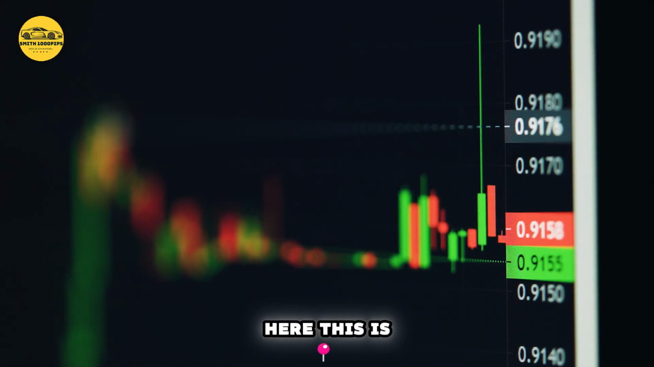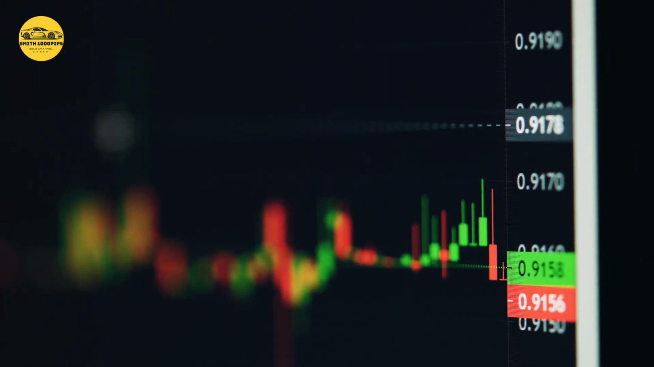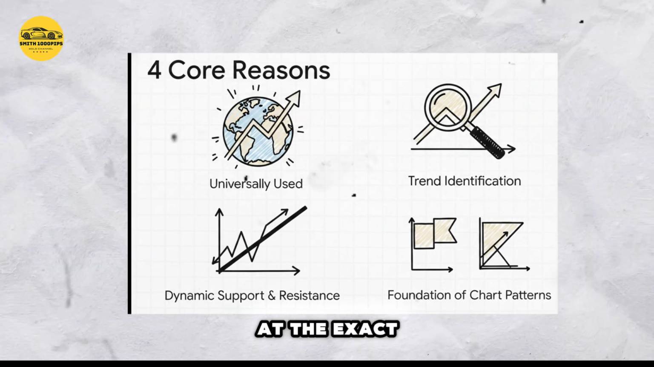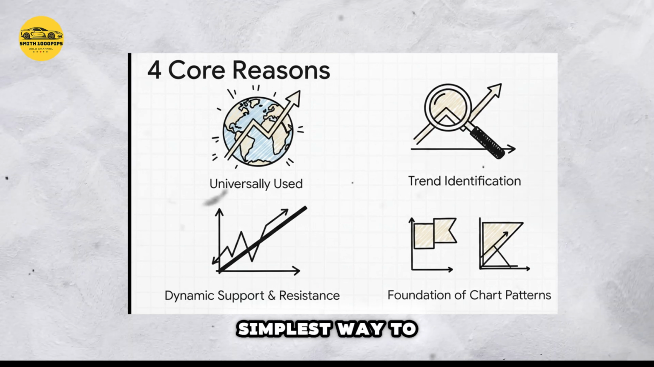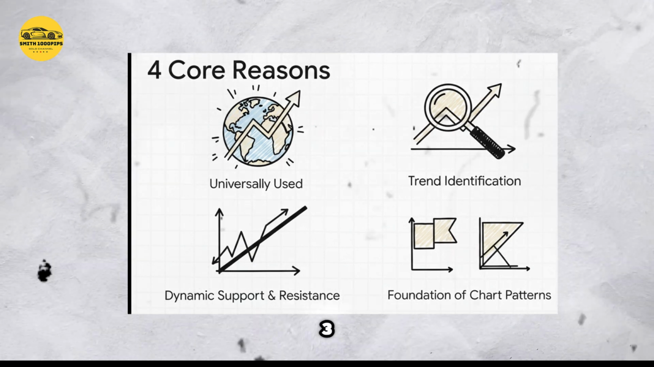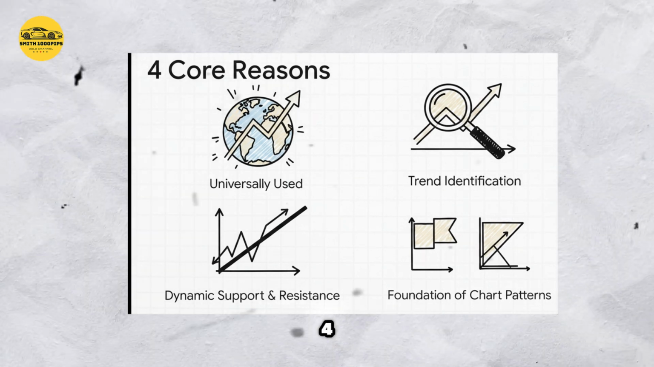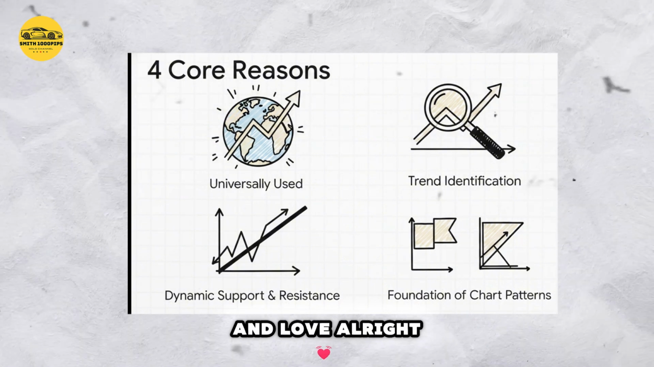This right here, this is the heart of it. There are 4 massive reasons trend lines work. 1. They are everywhere. So many traders are looking at the exact same lines. 2. They are the clearest, simplest way to see a trend. 3. They act as a moving or dynamic support and resistance level. And 4. They are literally the building blocks for so many other chart patterns you know and love.